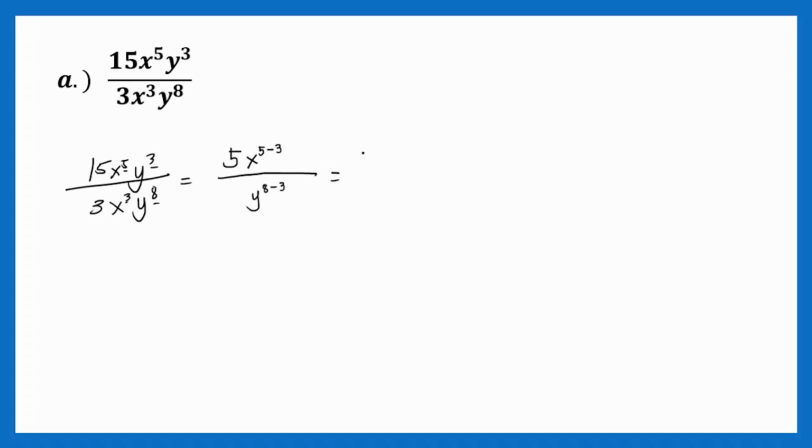So, yung 5, kalma lang yan dyan. 5 over, this is x squared. Tama? Kasi 5 minus 3 is 2. Tapos, this one, 8 minus 3, that is 5. So, that's y raised to 5. And this is now the final answer.